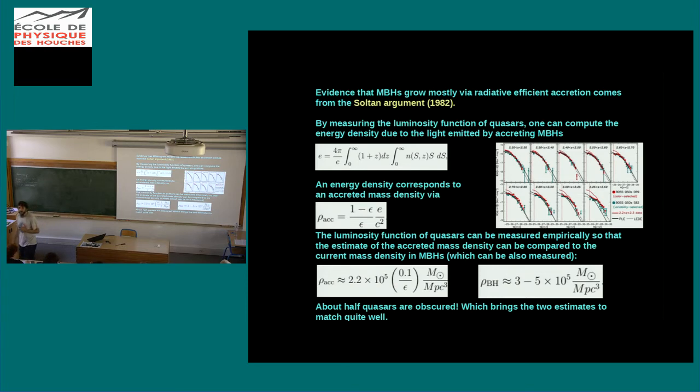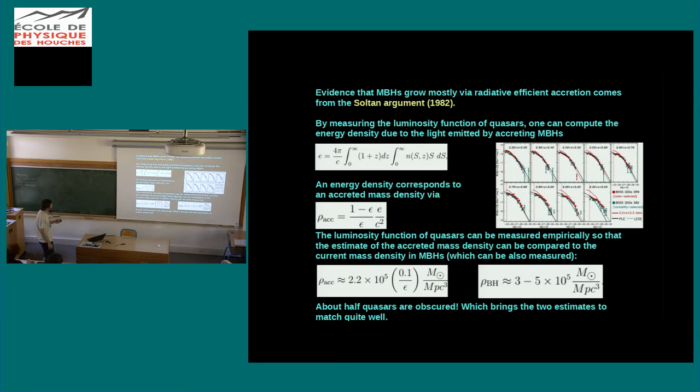And the factor of 2 actually nicely accounts for the fact that this calculation was done with the optical quasar luminosity function. And we know that about 50% of quasars are actually obscured in optical. You see them in X-ray, but you don't see them in optical. So you have to multiply this by a factor of 2, roughly.